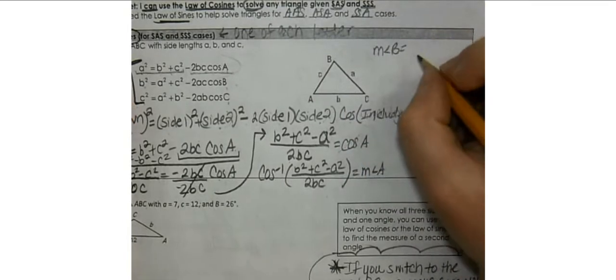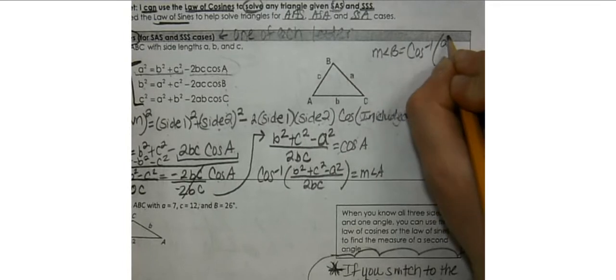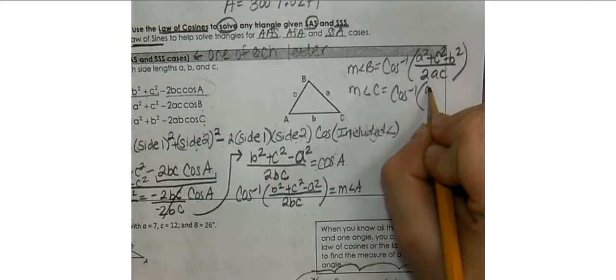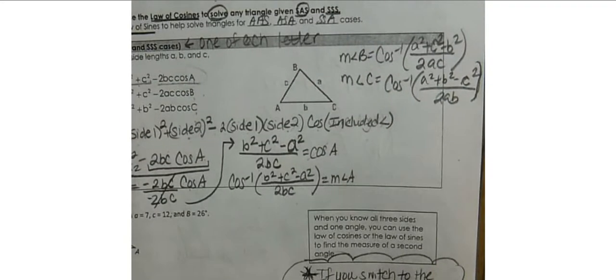So if we wanted to identify what the measure of angle B is, the measure of angle B is going to be equal to the cosine inverse of a squared plus c squared minus b squared divided by 2ac. And the measure of angle C is going to be equal to the cosine inverse of a squared plus b squared minus c squared divided by 2ab.